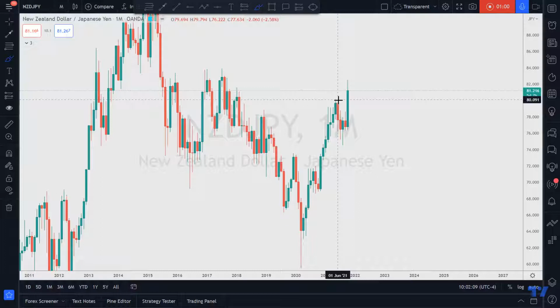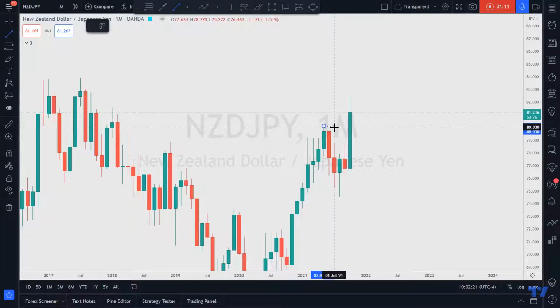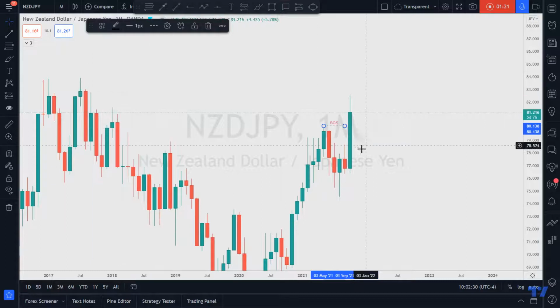You like that word? You like that said salient word? The most salient, most important aspect of this whole breakdown of the monthly time frame. On this time frame, we see that price broke structure to the upside. That means we are bullish.